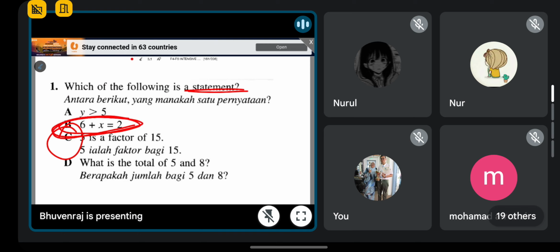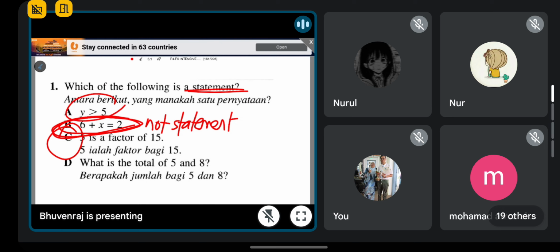Yang ni bukan pernyataan guys, because we cannot determine the truth value of X. Kita tak boleh tentukan nilai kebenaran X tu. So that is why this is not a statement. Okay, yang ni bukan pernyataan. Whenever you have a variable guys, bila nampak pemboleh ubah jah terus, itu adalah bukan pernyataan. Okay, because a variable can be any number. Kamu boleh gantikan apa-apa nombor kat dalam pemboleh ubah tu. Okay, so that is why it is not a statement, bukan pernyataan.